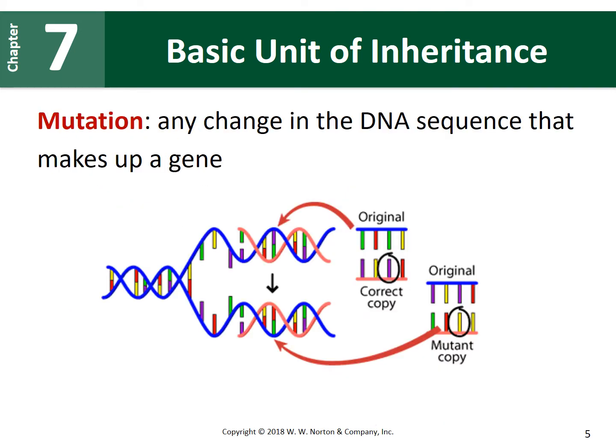These alleles arise through mutation, so any change in that DNA sequence that makes up a gene is a mutation. And then that mutation will give us a different product or a different trait that is actually expressed. So here's an example of a mutation. We have our original DNA right here, or the correct copy. If we change one little segment of that DNA, that can change that gene. We can end up with a different allele, which could give us a different trait that is expressed.